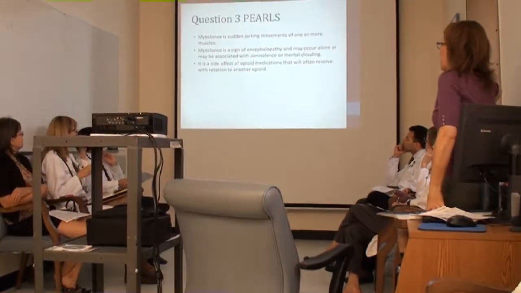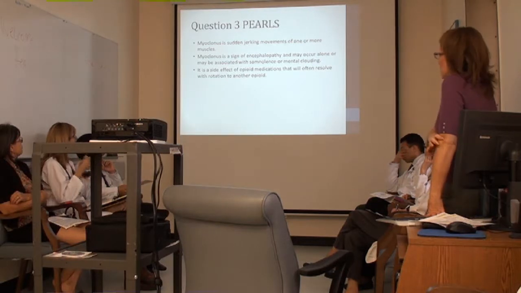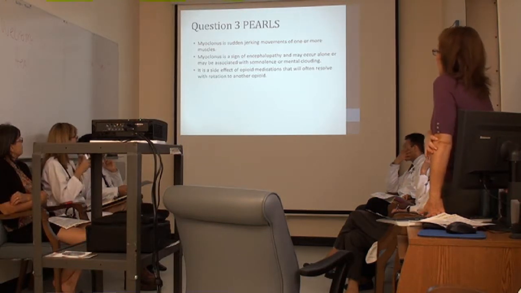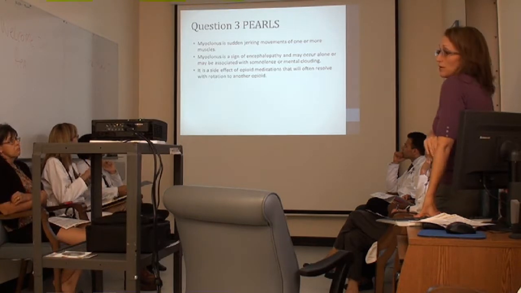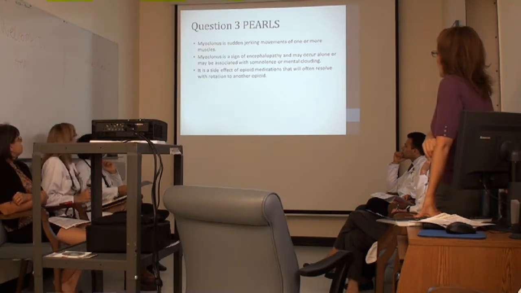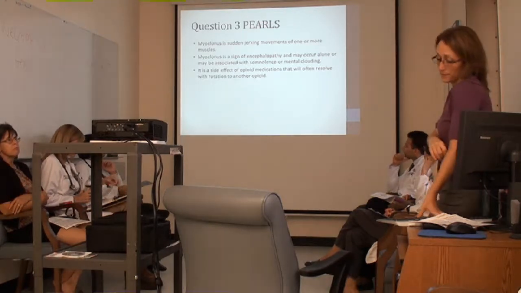So the pearls from this question are that myoclonus is sudden jerky movements of one or more muscles. Myoclonus is a sign of encephalopathy and may occur alone or may be associated with somnolence or mental clouding. And it is a side effect of opioid medications that will often resolve with rotation to another opioid.